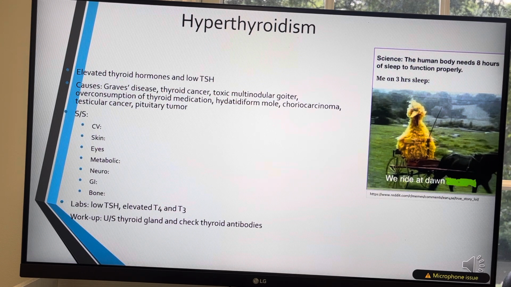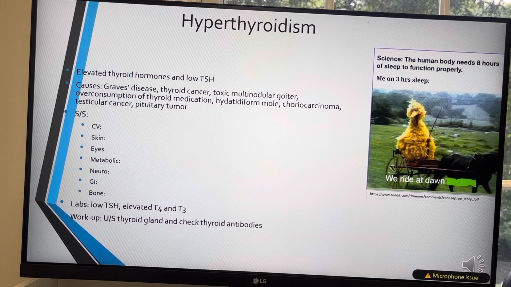Metabolic, you can see weight loss, hyperglycemia, and that's due to increased stimulation of the beta cells of the pancreas. These patients can be anxious. They can have weight loss and diarrhea, and they can have osteoporosis. So the workup then is to repeat the TSH and free T4, make sure it's consistent with the first results. Then you'll want to ultrasound the thyroid gland to look for nodules, to look for cancer.